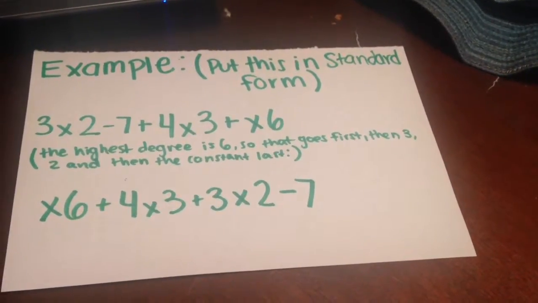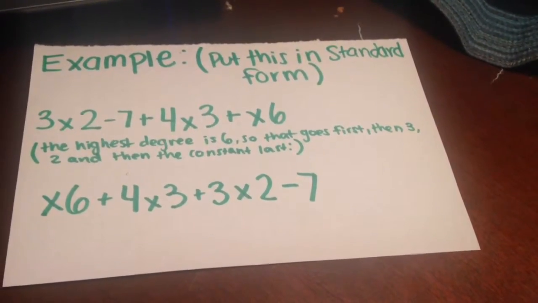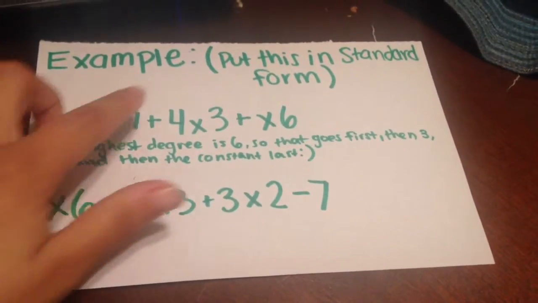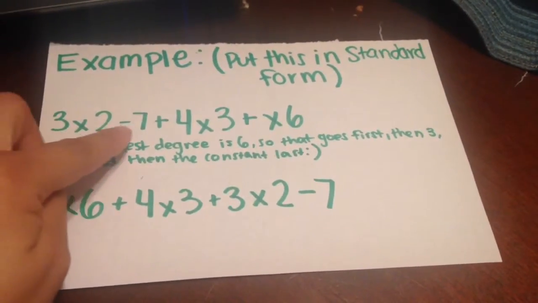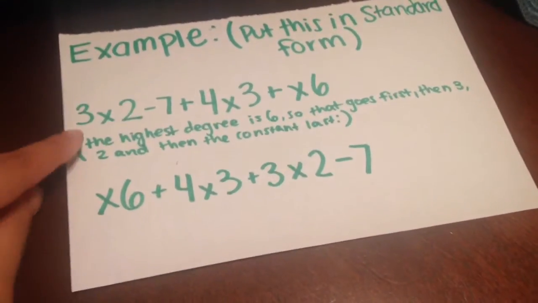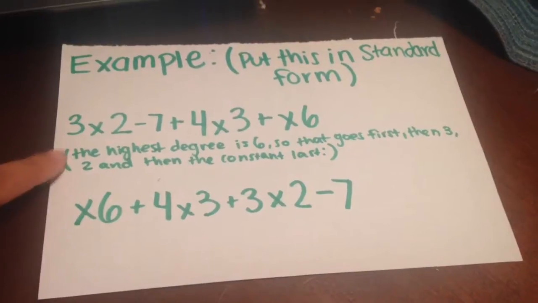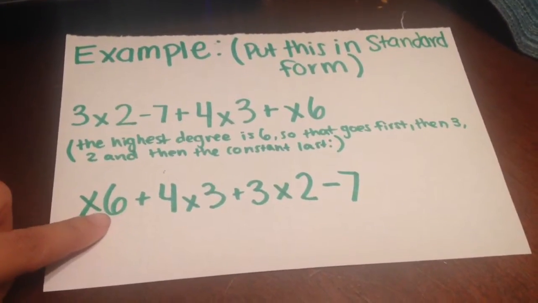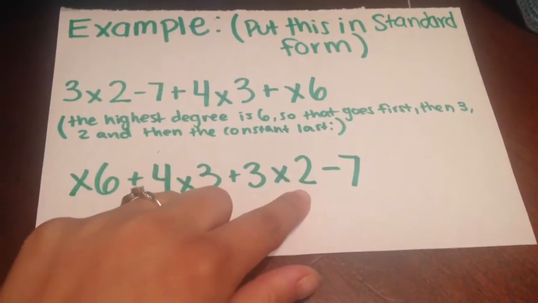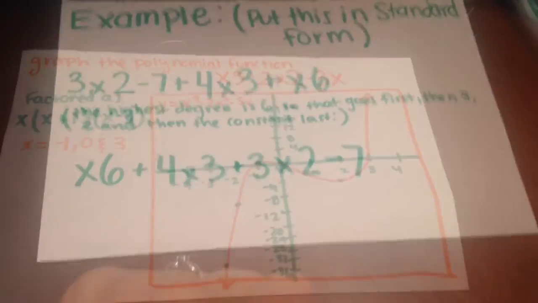The standard form for writing down a polynomial is to put the terms with the highest degree first. Example: 3x² minus 7 plus 4x³ plus x⁶. The highest degree is 6, so that goes first. Then the 3, and then the 2, and the constant last.